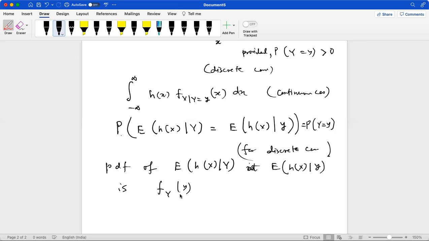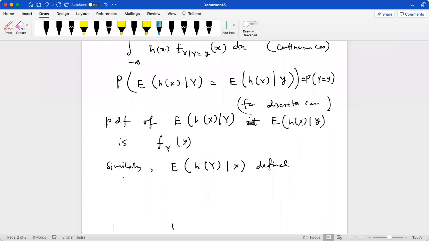Similarly, we can define the expectation of some h(X), h(Y) given X, which is a random variable. Obviously, provided this exists, otherwise this is a problem. Provided the expectation of h(Y) exists. This is important. Otherwise, it is not defined.